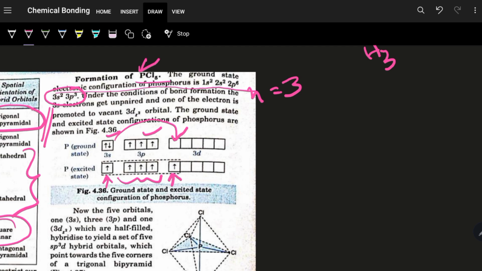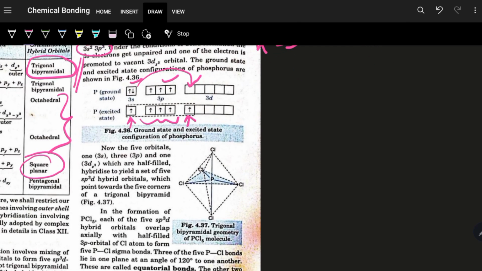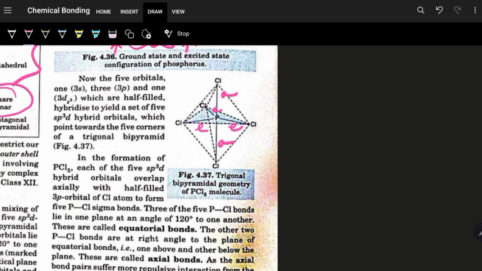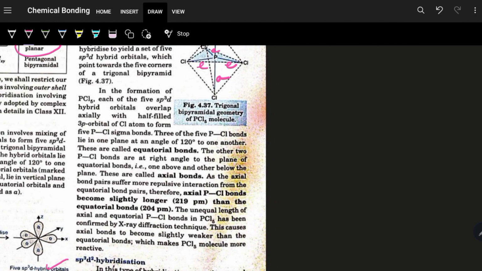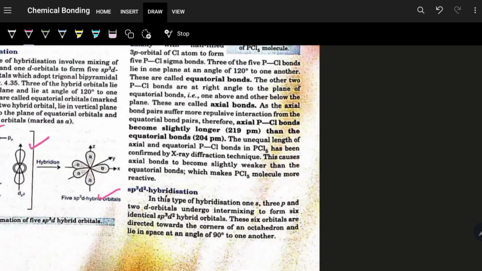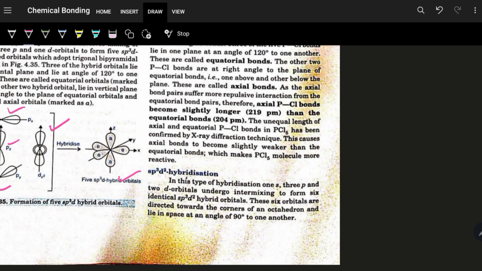So sp3d hybrid orbital. And this is a TBP structure with 3 equatorial bonds which experience minimum repulsion and are more stable. The 2 axial bonds experience greater repulsion and are less stable, and on account of greater repulsion, the axial bonds are longer than the equatorial bonds. So if there is any lone pair in a molecule, it will take the equatorial position.